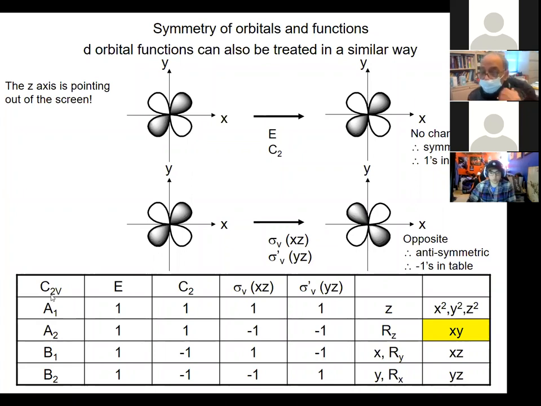Am I making sense here? Questions up to this point? If I'm going too fast, you've got to press the brakes on me. All right, let's move on.